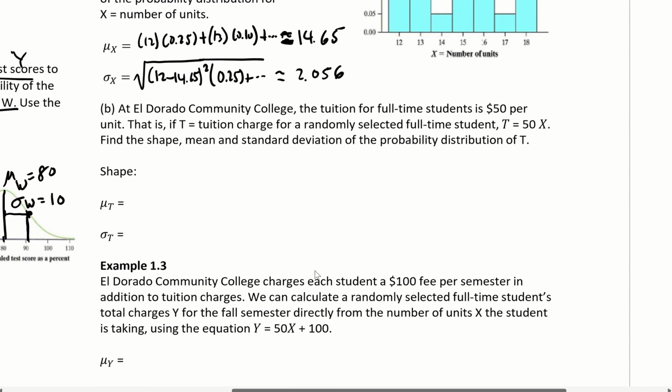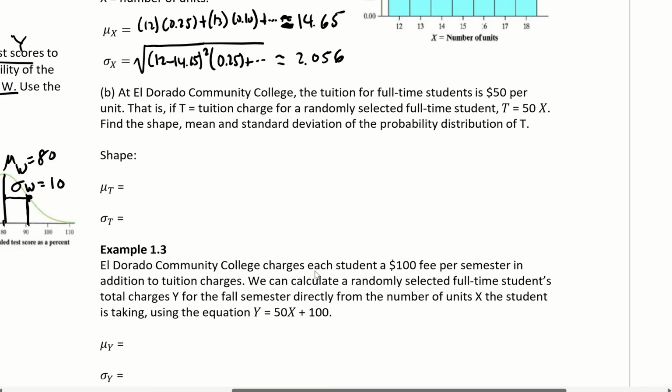Now, let's do the transformed. At El Dorado Community College, the tuition for full-time students is $50 per unit. That is, if T is equal to the tuition charge for a randomly selected full-time student, then T is equal to 50x. Okay, so $50 per unit, so 50 times x. Now find the shape, mean, and standard deviation.